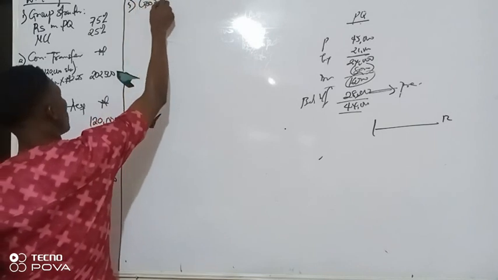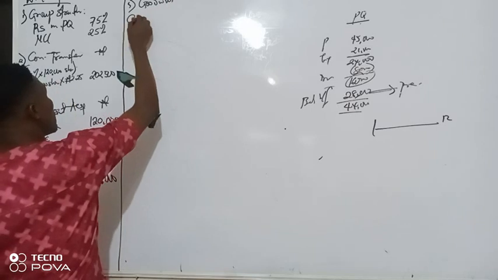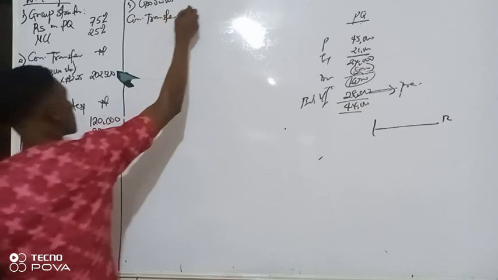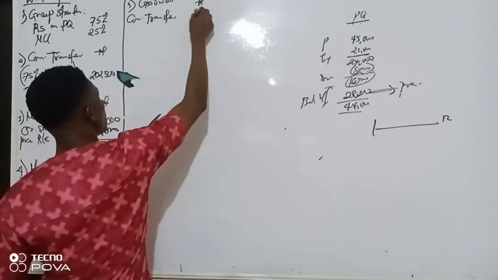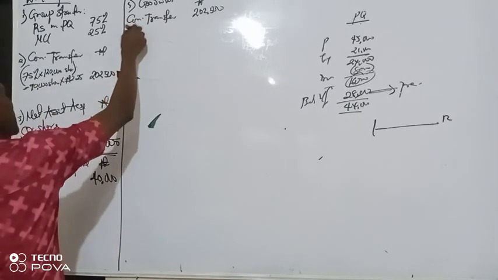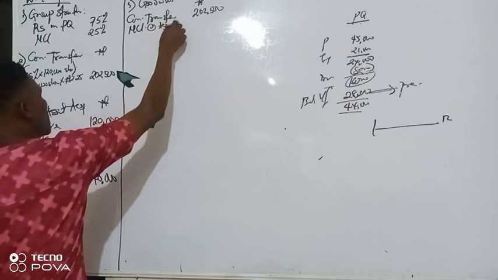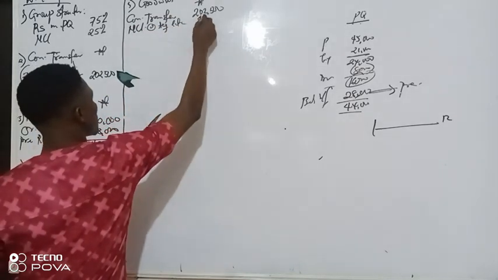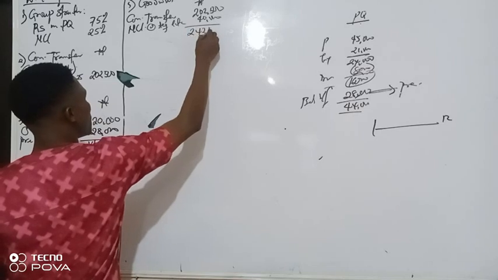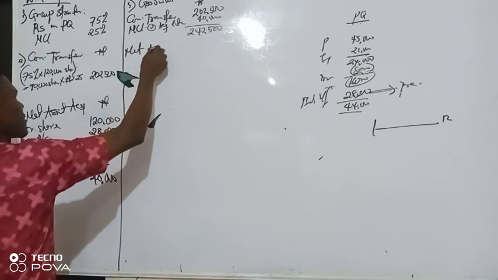Goodwill. Number 1, consideration transferred. How much was transferred? 202,500. Then our NCI at acquisition date, we have 40,000. The total is 242,500. Then our net assets acquired.